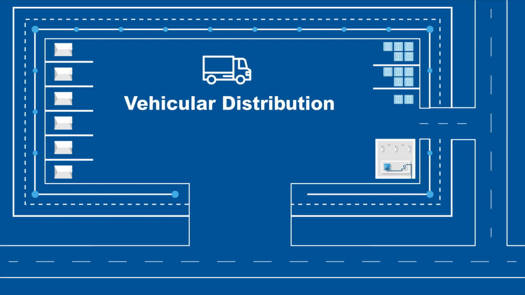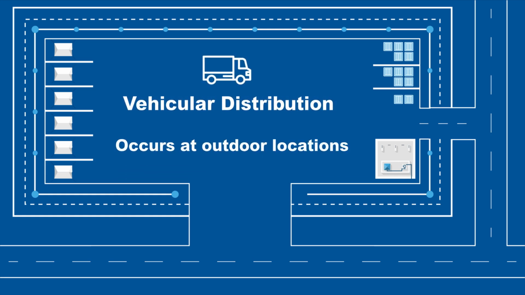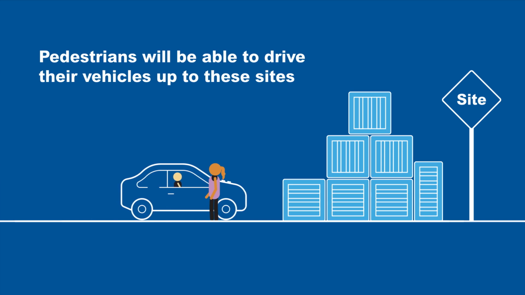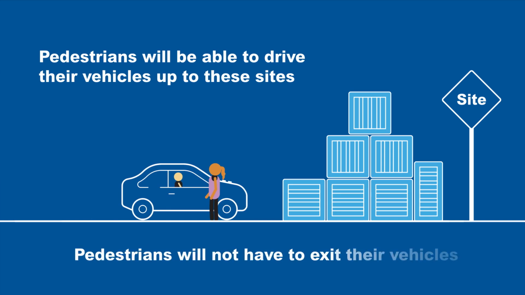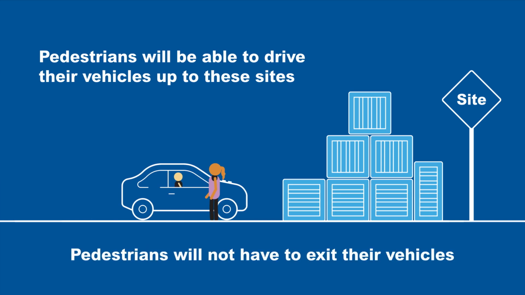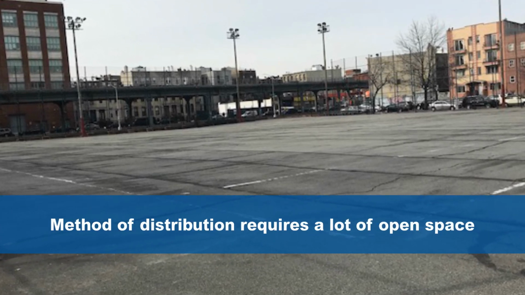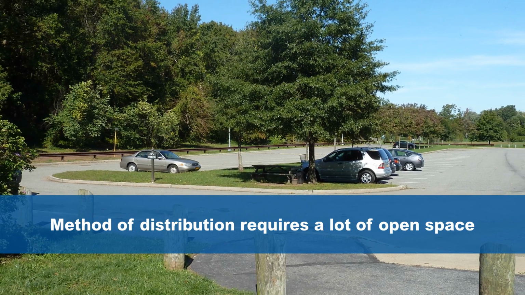Vehicular distribution also occurs at outdoor locations, such as large open parking lots or roadways. Pedestrians will be able to drive their vehicles up to these sites and have CDP site staff place their commodities into their cars for them. Pedestrians will not have to exit their vehicles in order to receive their commodities. This method of distribution requires a lot of open space and is less likely to be used in New York City.